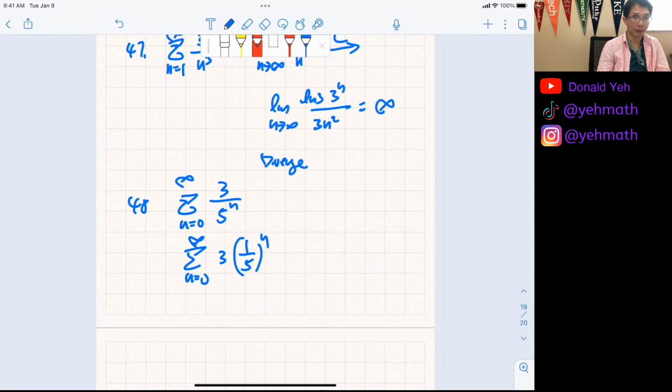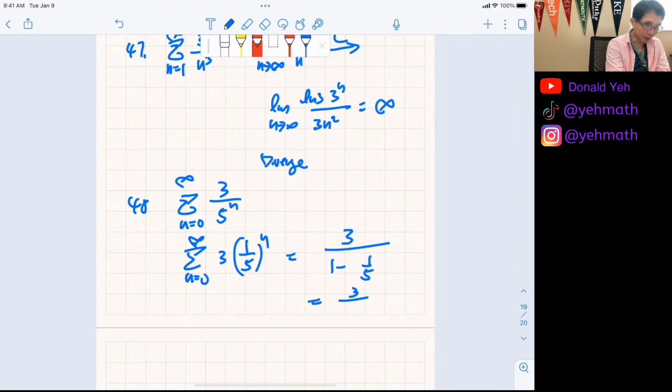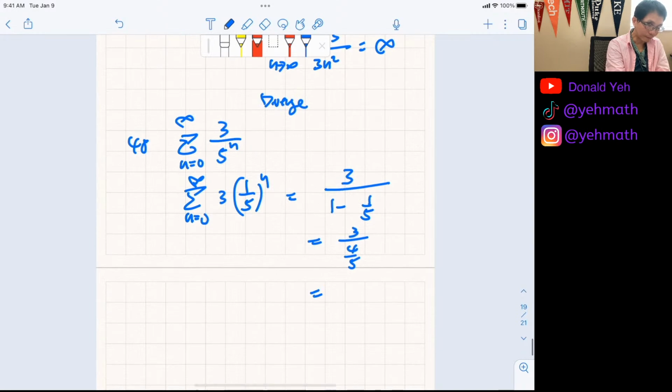And then a over 1 minus r. Which is the first term, what? 3. The first term is 3. Then 1 minus 1 over 5. So 3 over 4 over 5, which flips, so it's 15 over 4. So it not only converges, it converges to 15 over 4.